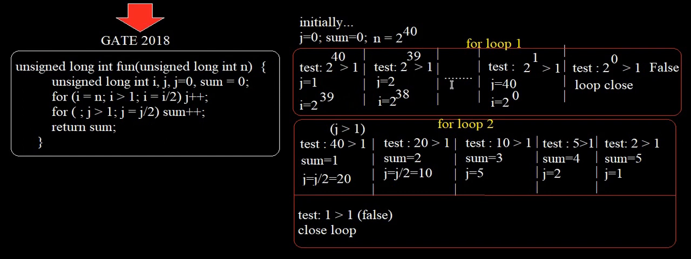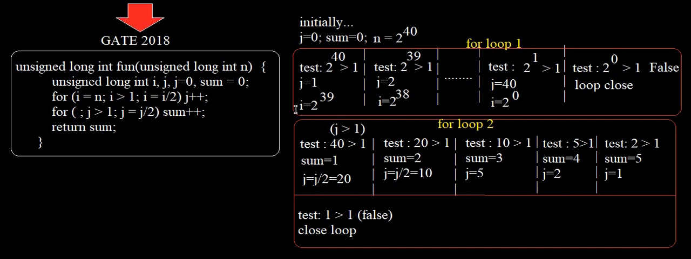Now if you continuously do this, the last 2 loops will be like this. Test 2 power 1, which is greater than 1. Yes, 2 is greater than 1, correct. j equals 40 and i equals 2 power 0. And in the last iteration it will be false because 2 power 0 is not greater than 1, and we have to close the loop.